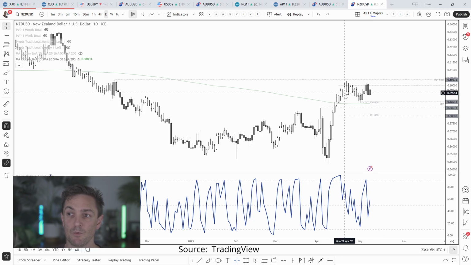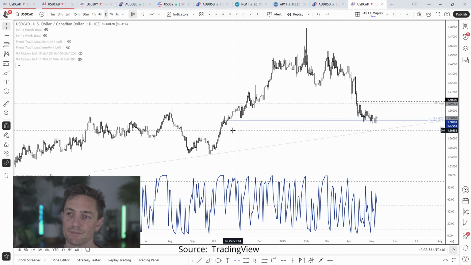And I think what we're seeing here is an ABC correction, which if we get wave equality would only come back down to the 200-day average. However, you can also get a 161.8 projection of an ABC, and that could see prices go down to 58 cents if we get a break beneath the 200-day average.